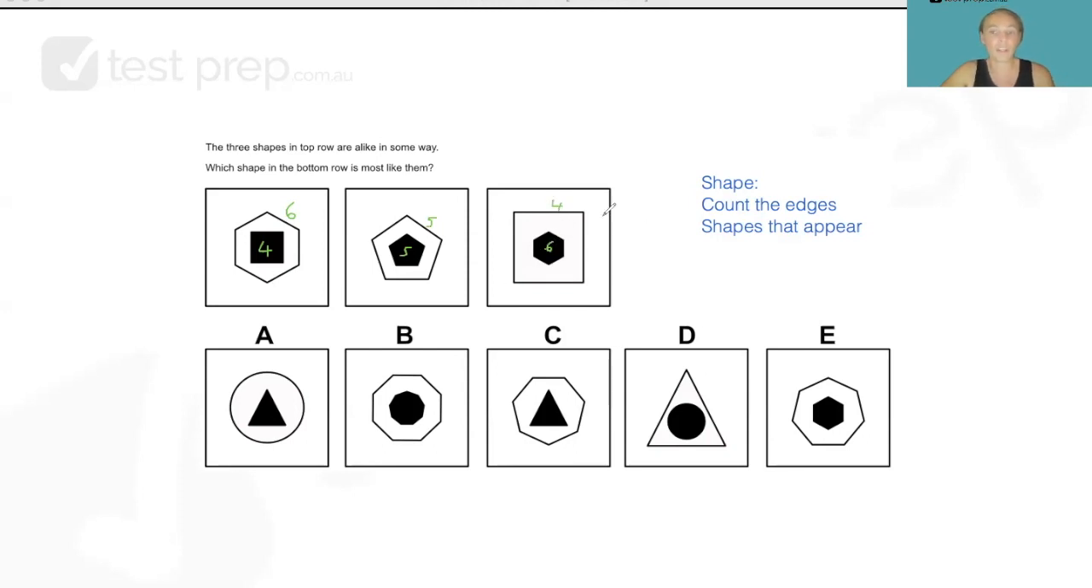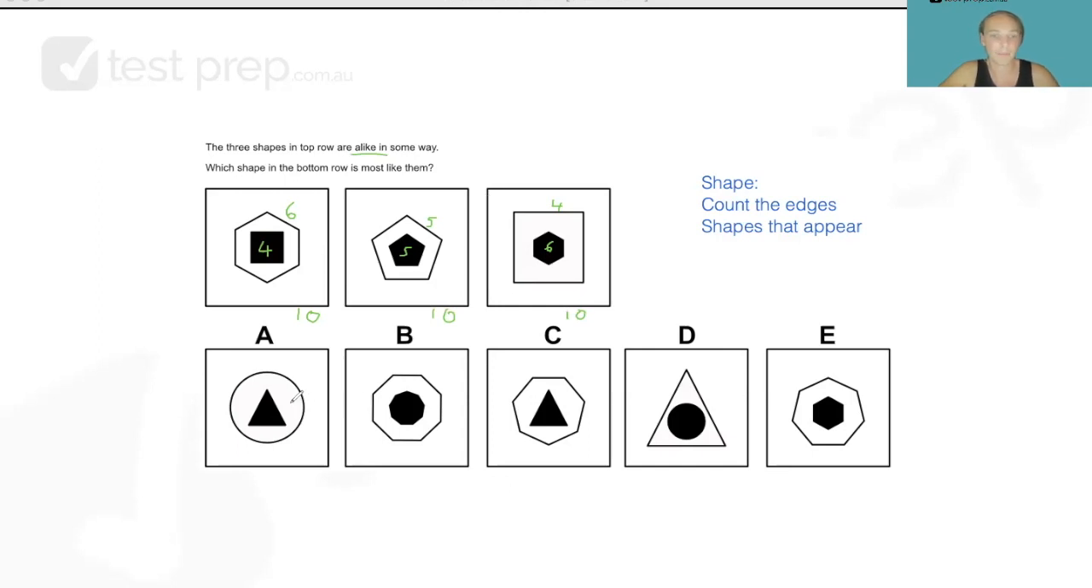So things that we can look at when we're counting the edges, we can look at the total edges. We can look at the difference in edges, or does the inside shape always have more or fewer edges than the outside shape? So in this case, what have we got? That actually has a total of 10 sides, that has a total of 10 sides, and that has a total of 10 sides. So considering that is the same, that makes them all alike in some way.